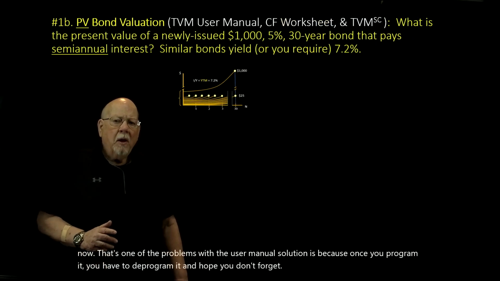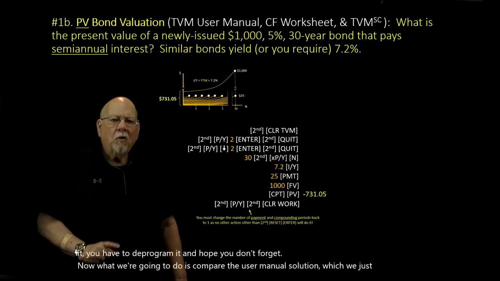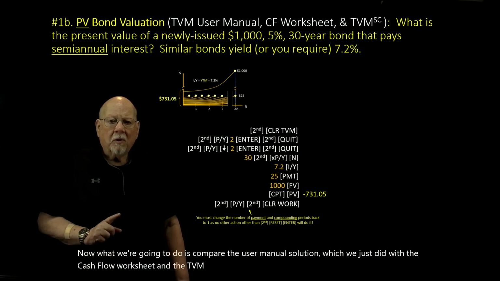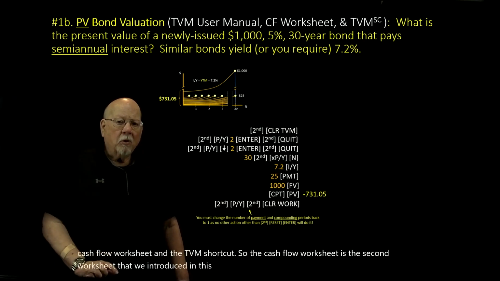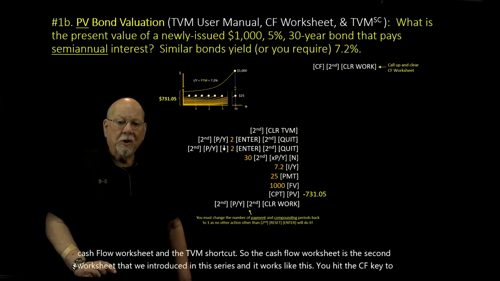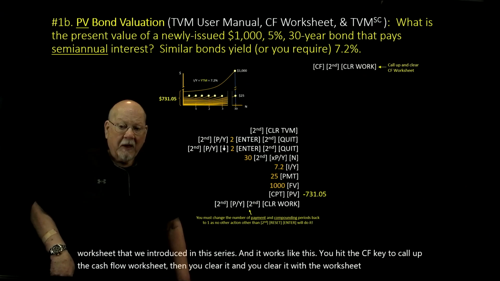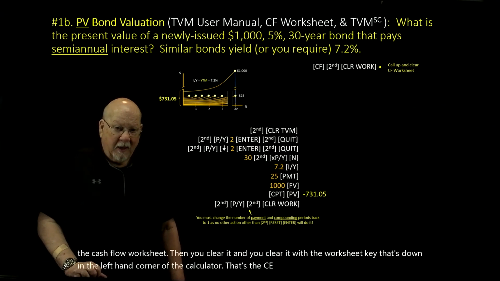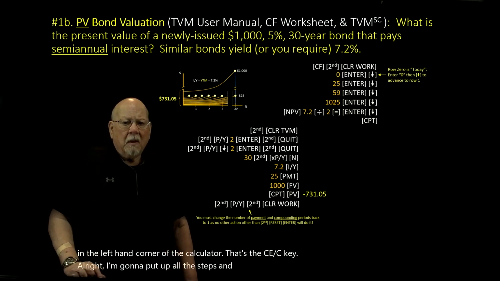Now what we're going to do is compare the user manual solution, which we just did, with the cash flow worksheet and the TVM shortcut. So the cash flow worksheet is the second worksheet that we introduced in this series, and it works like this. You hit the CF key to call up the cash flow worksheet, then you clear it. And you clear it with the worksheet key that's down in the left-hand corner of the calculator. That's the CE/C key. All right, I'm going to put up all the steps and I'll walk you through them.